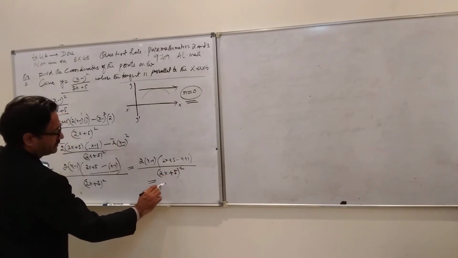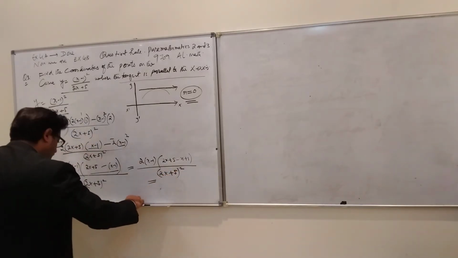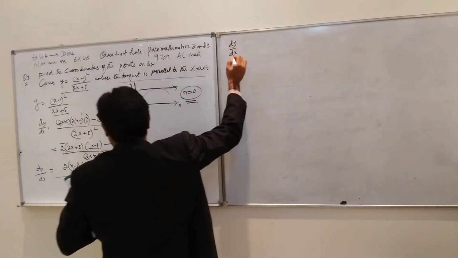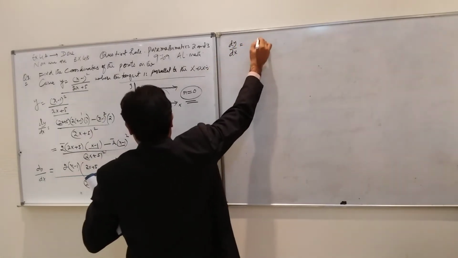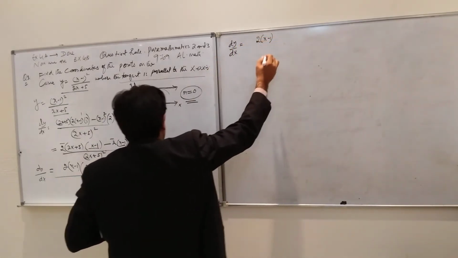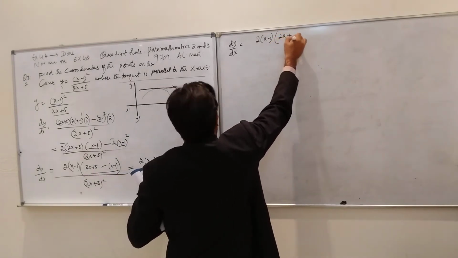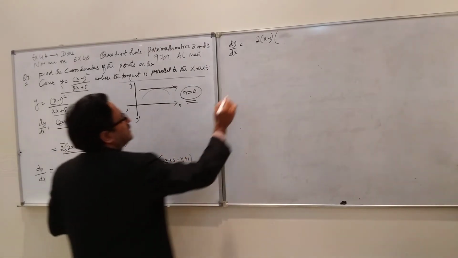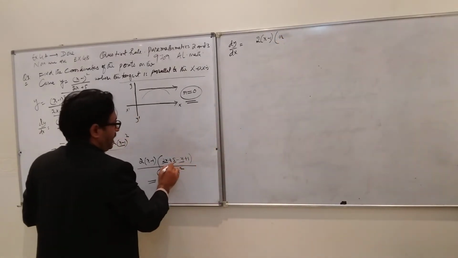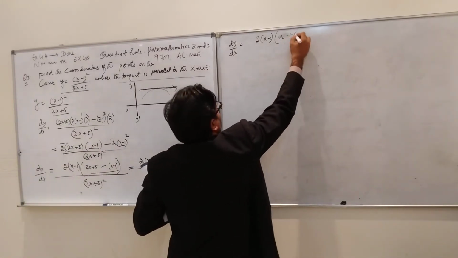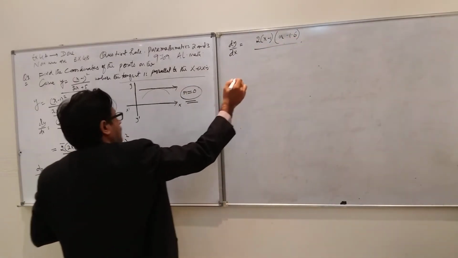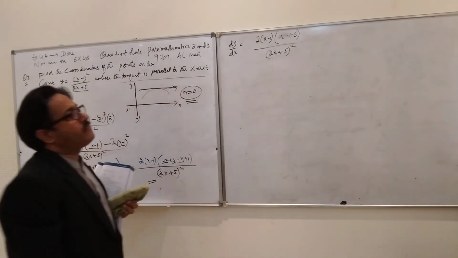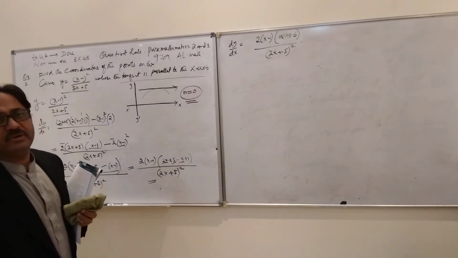So the result here becomes dy/dx equals 2(x − 1) times (x + 6), because 2x minus x becomes x, and plus 5 and plus 1 becomes 6, divided by (2x + 5) whole squared. Now, that is the simplified form for the gradient.